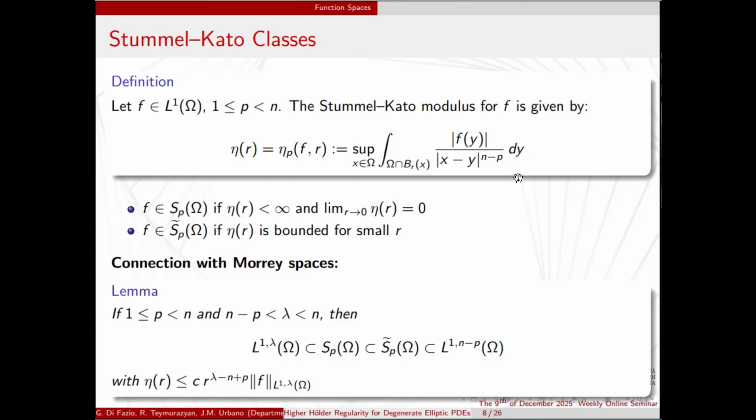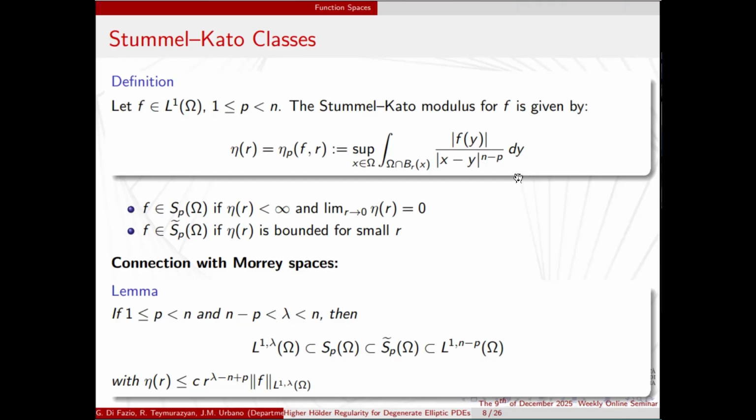So you have that for convenient lambda between n minus p and n, and for any fixed p between 1 and n, this chain holds. And in particular, if you know that your function f belongs to L1 lambda, where lambda is greater than n minus p, then you have a precise quantitative estimate of the eta function, the Stummel-Kato modulus for f. You can see the Stummel-Kato modulus is dominated by the L1 lambda norm of the function f, multiplied by an algebraic quantity depending on the radius, so you can measure the speed at which this function goes to zero.